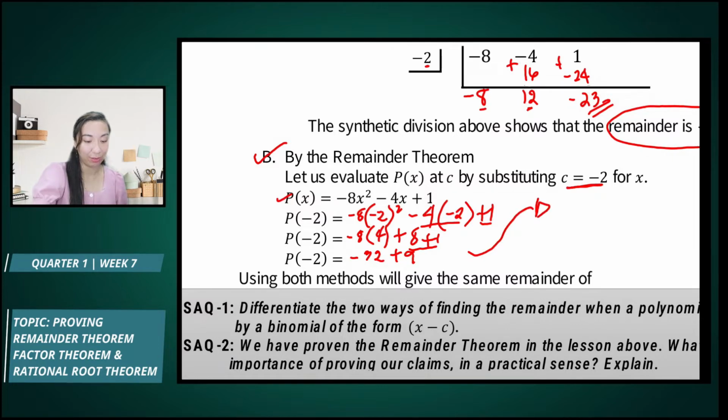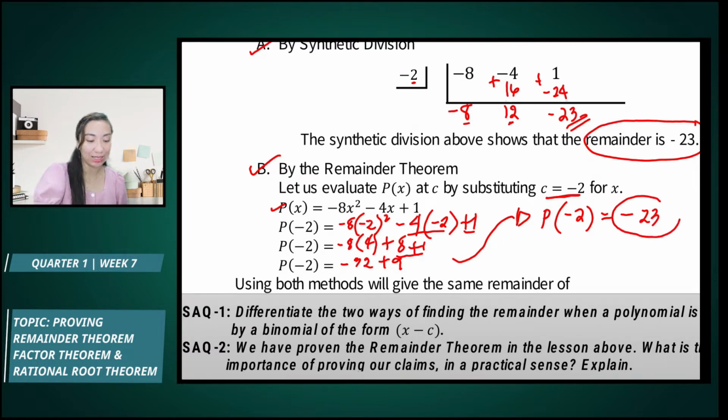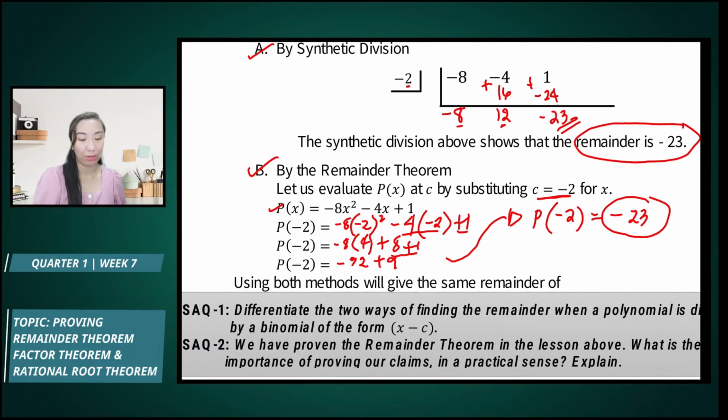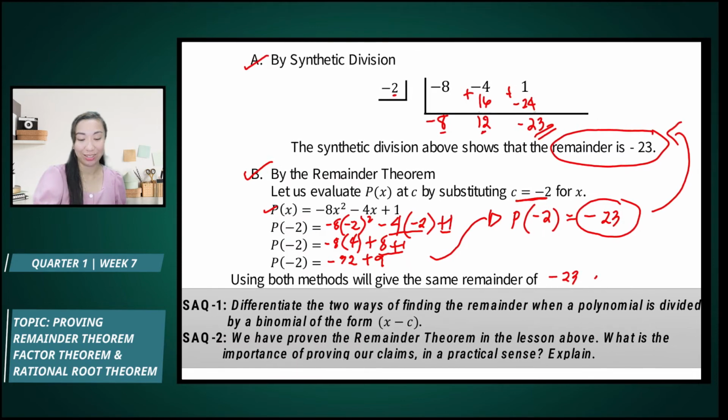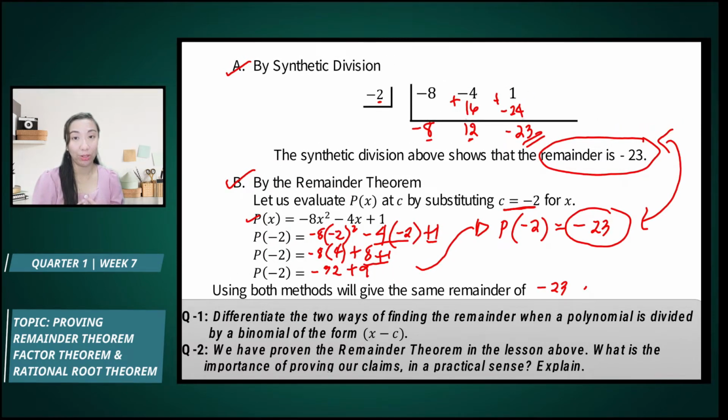And then, we have now P of -2 is equal to -32 plus 9, which is -23. So, if you notice, using this another method, which is the remainder theorem, we came up with the same remainder of -23. Okay, so pareho silang dalawa. Now, it depends on you whether you want to use synthetic division or remainder theorem. Which do you think is easier for you in finding the remainder, so you can use that as your solution?